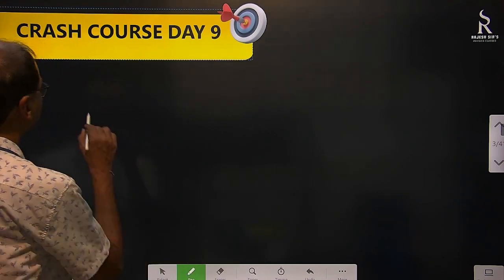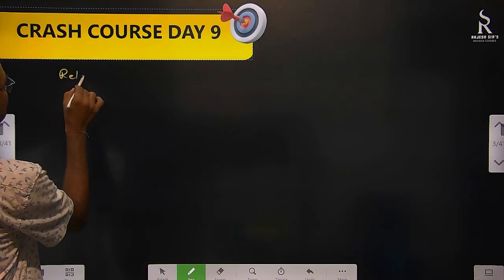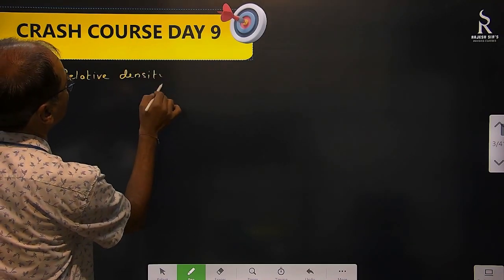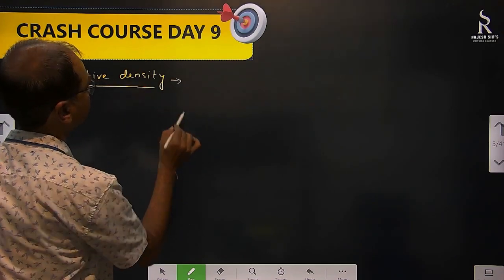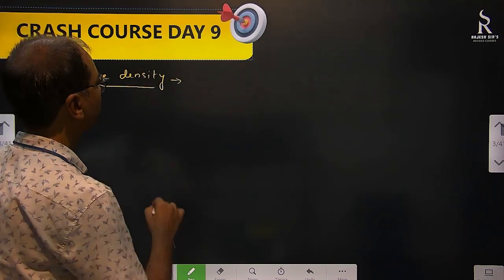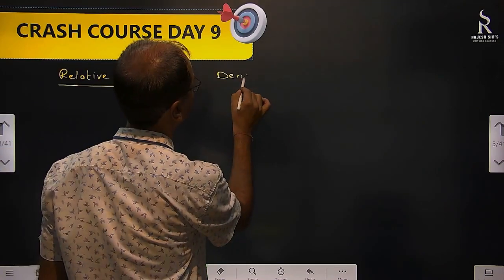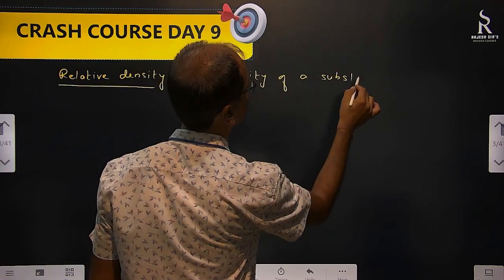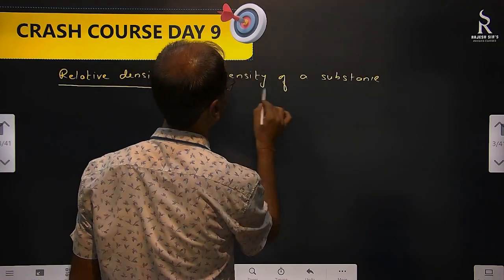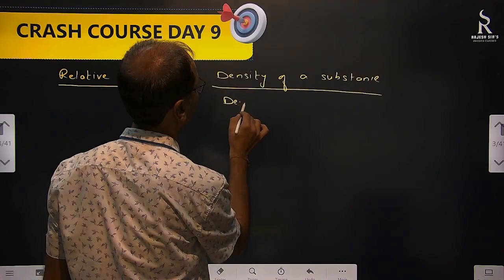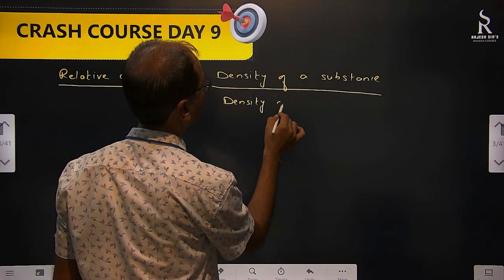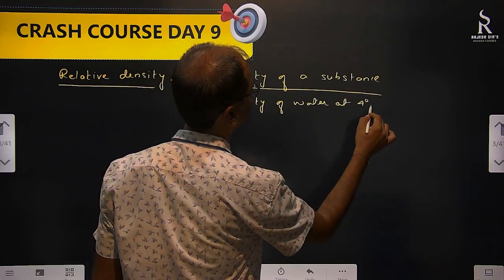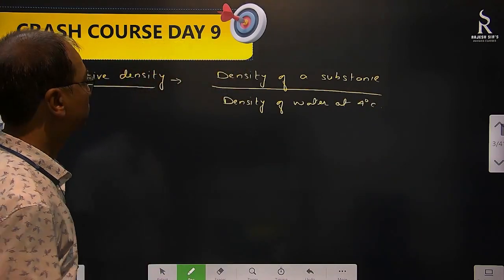Then we have relative density. Relative density is a ratio. What ratio? Density of a substance to density of water, density of water at 4 degrees centigrade. Right, this is relative density.